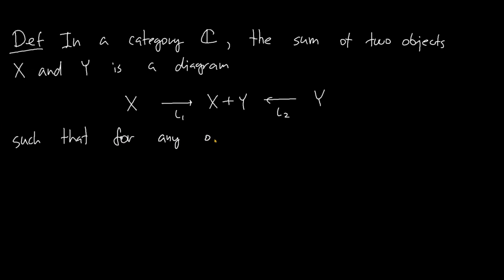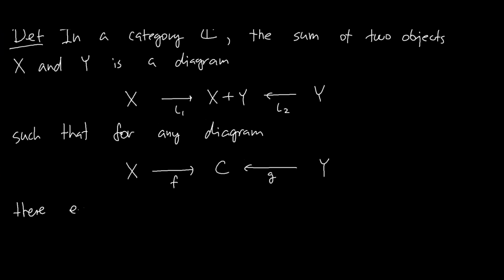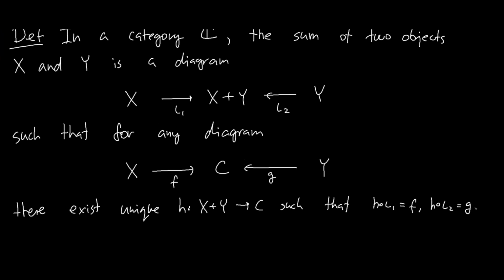for any other, or the same, for any diagram that also consists of the X and the Y and the C, for any diagram with F and G, there always exists a unique H morphism from X plus Y to C, such that H composed with iota 1 equals F, and H composed with iota 2 equals G. So the new term we're introducing here is sum, even though it looks very familiar because we know the sum of numbers, but this is no longer the sum of numbers. This is the sum of two objects in a general category.